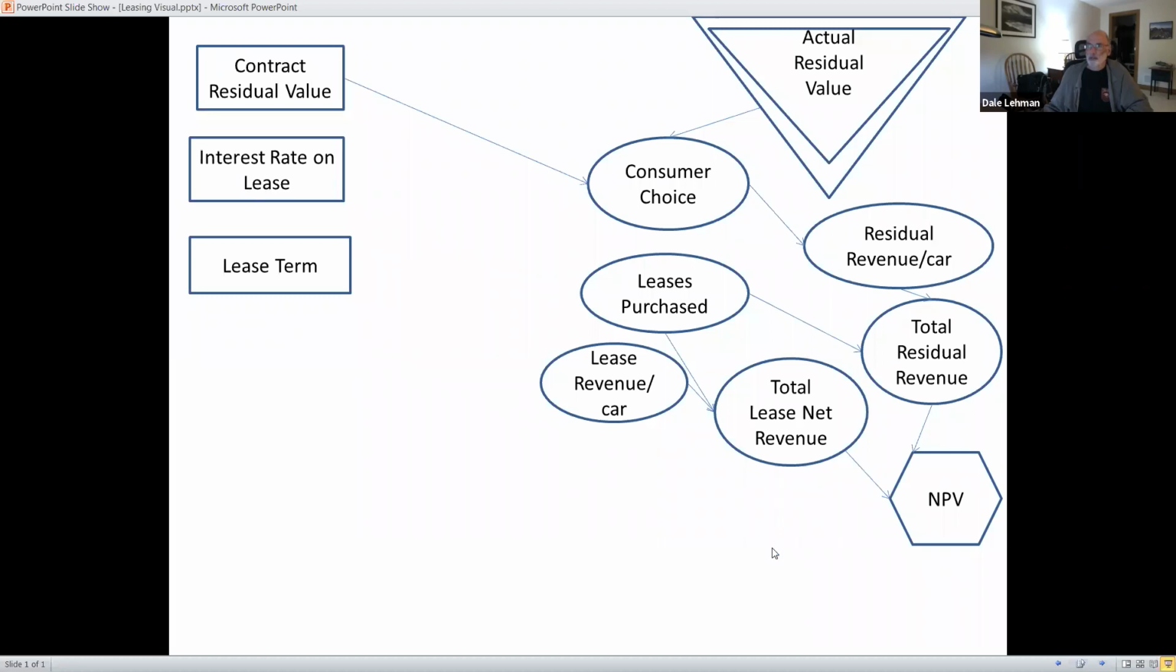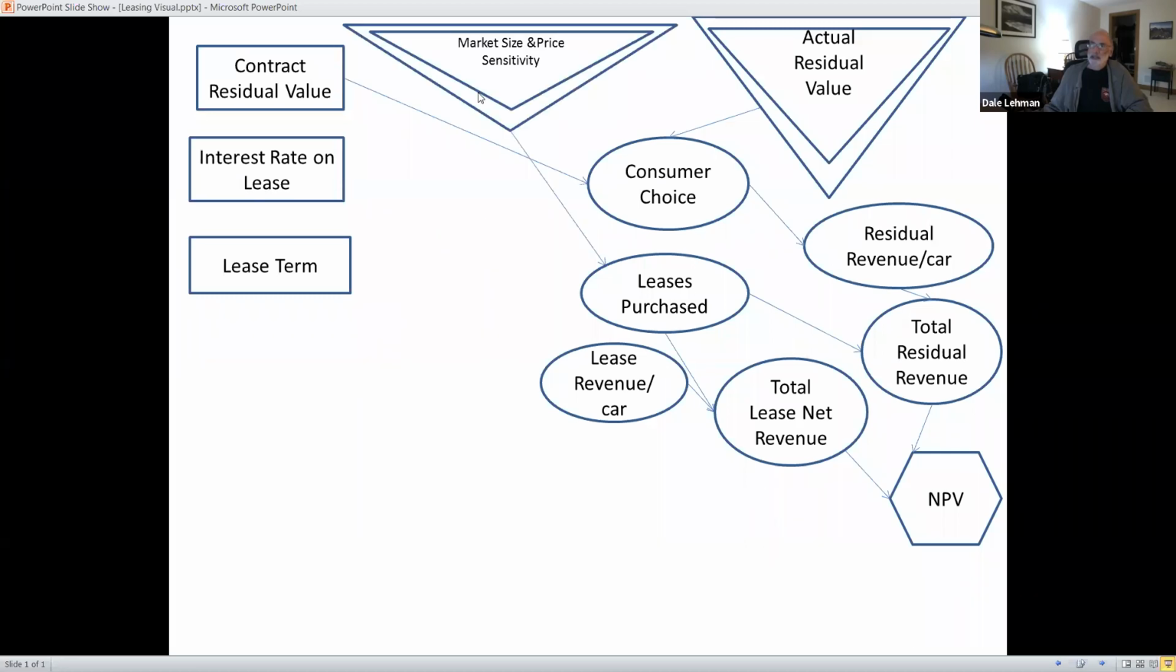Now, where does the number of leases get determined? Well, we have another key uncertainty. How big is the market, and how sensitive are consumers to the price of the lease? We don't really know that for sure. That's going to be uncertain as well, but it's going to be given to us from outside the model. We're not going to model how sensitive people are to price, but based on their sensitivity, we're going to try to model how many leases we'll actually be able to sell.